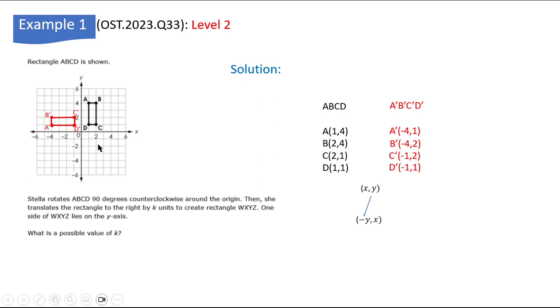Now the question here, they want one of these sides, this one or this one, to be on the y-axis. So if I move this one position to the right, it ends up being on the y-axis. If I go 1, 2, 3, 4, this will end up being here. So two possible answers, k is equal to 1 or k is equal to 4.